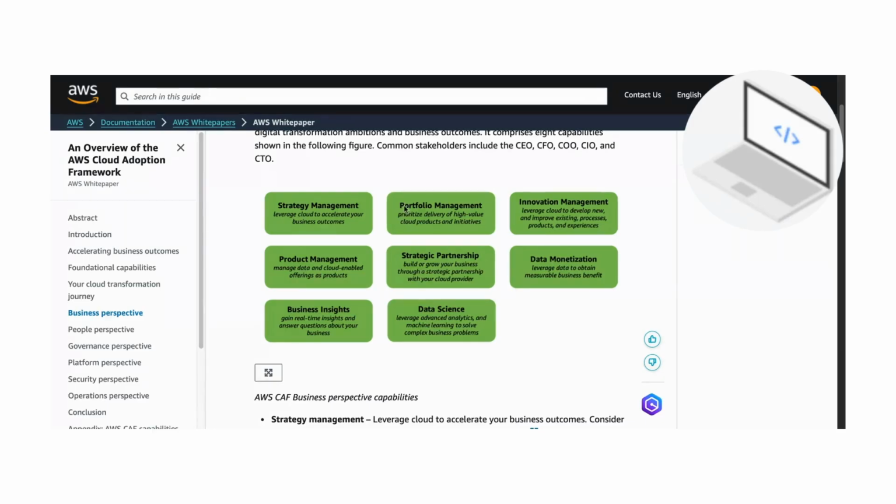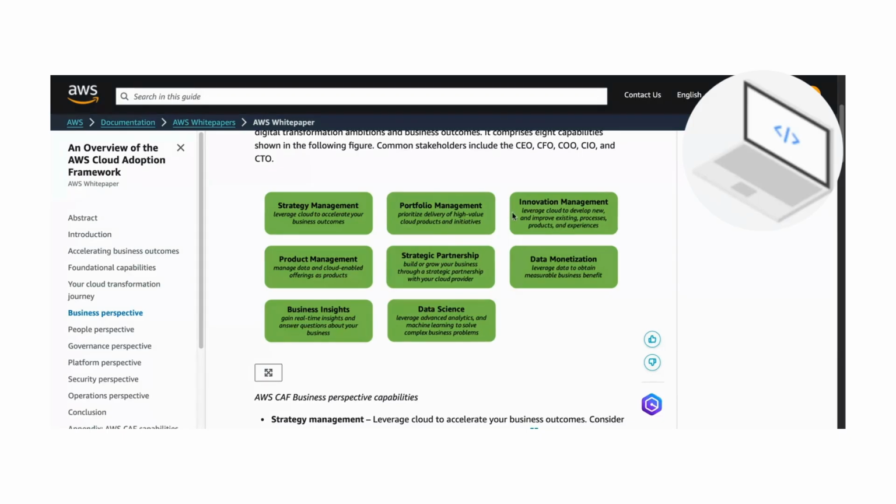Next, we have portfolio management. This is about making sure we're focusing on the right cloud initiatives at the right time. It's like managing an investment portfolio. We need to balance short-term gains with long-term goals and mix low-risk projects with more experimental ones. For instance, we might prioritize migrating a critical application to the cloud to reduce cost, while also experimenting with innovative solutions that could lead to new revenue streams. The key is to keep our planning flexible and aligned with our strategic goals.